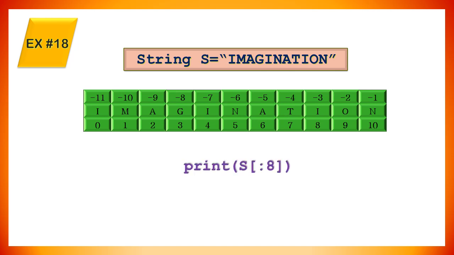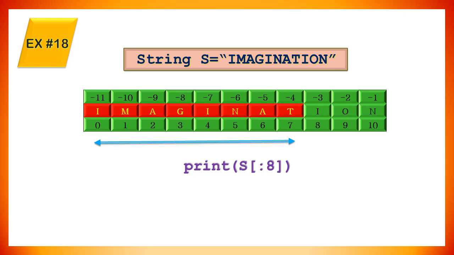Example 18. Now see S[:8]. No start index has been provided, but the end index has been provided. So if no start index is provided, then we will consider the start index as 0. So 0 colon 8. 8 is the end index. So 8 minus 1 is 7. So 0 to 7 is generated, and the characters IMAGINAT get extracted and shown in the output.